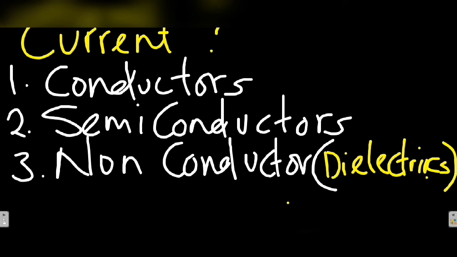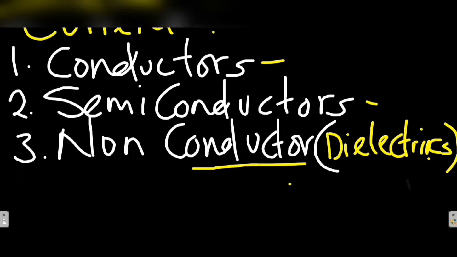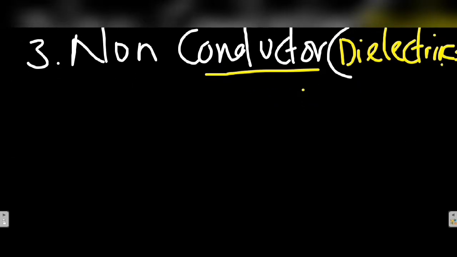Number three, non-conductors. You notice that in all these three things that you're supposed to know, the most common word that is there is conductor. Even here we've got conductor. So what are conductors? You will agree with me that we have learnt of this in primary or even secondary. Conductors are simply materials that allow electricity to pass through them.